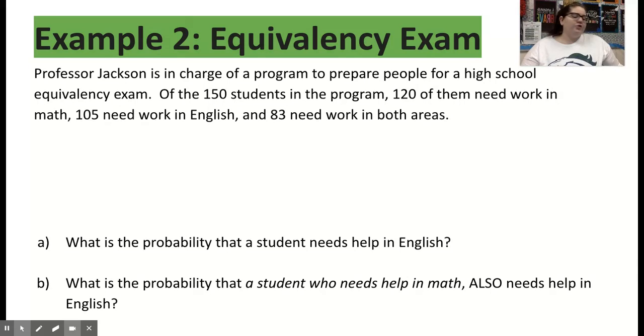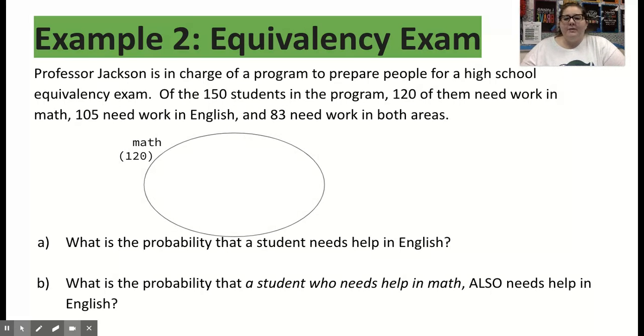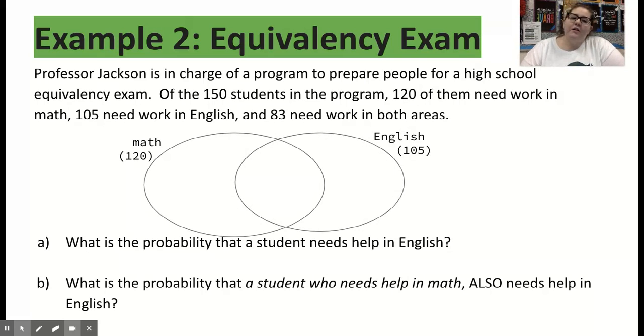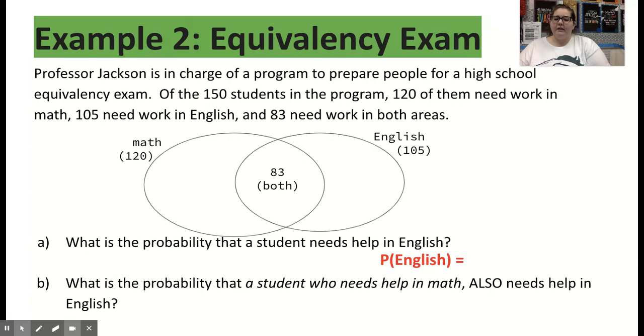So again, I'm going to draw one circle that represents the students who need help in math. There's 120 of them. One circle that represents the students who need help in English. There are 105 of them. And then I'll put that 83 in the overlap area that represents both. If I wanted to know the probability that a student needs help in English, there are 105 who need help in English out of 150 students total, which is 0.7.